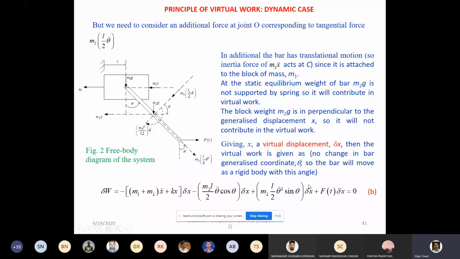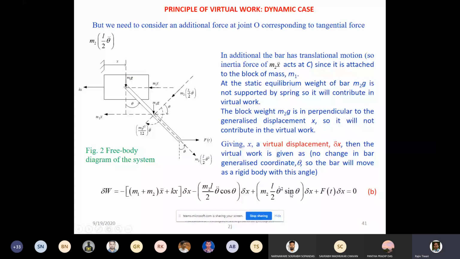Then the external force Ft is in the x direction only, so directly we will get the virtual work when we multiply by delta x. This couple will not give any virtual work when we are giving a linear displacement, so that is not coming here. mg, because they are acting in the downward direction and the displacement is in the horizontal direction, will also not contribute in the virtual work because they are perpendicular to the virtual displacement. So here, this is the virtual work when we are giving a virtual displacement delta x alone.